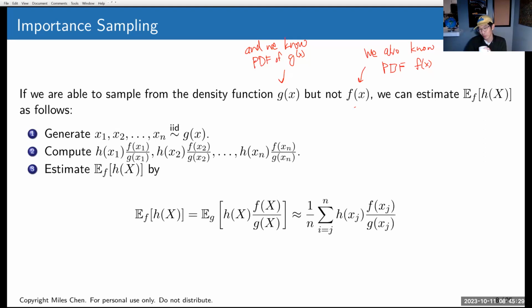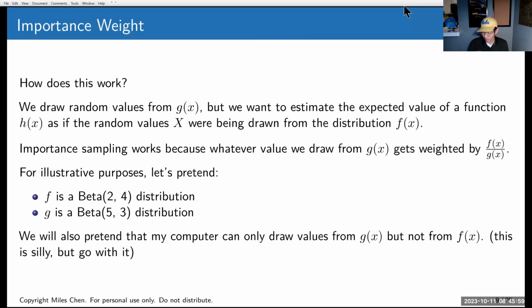I don't know if any of this feels like magic, but to me it feels like magic. As if we're saying, I don't know how to get this sample, so here's a completely different sample. And even though I have a completely different sample, I'm still able to estimate this quantity that depends on a different random variable. Let me try doing some examples here.